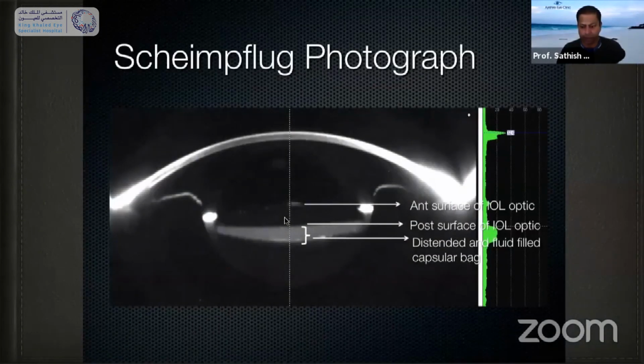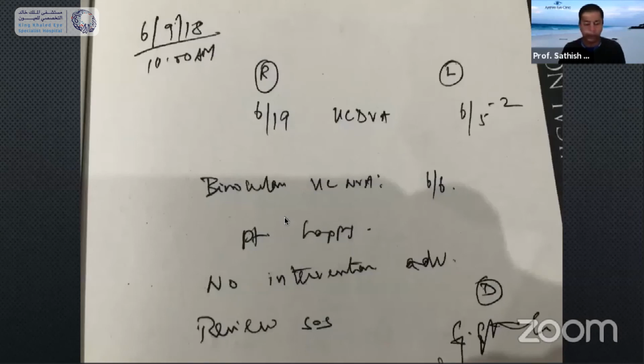That's the Scheimpflug photography showing the anterior lens surface, posterior lens surface, and the distension of the capsular bag with some fluid present behind the IOL. So she underwent a YAG posterior capsulotomy to drain some of the fluid. In spite of that, the myopic shift, which was caused by the fluid retention in the capsular bag, did not go away. That was an uncorrected distance visual acuity in the right eye of 6/19, and in the left eye 6/5. Binocular uncorrected was 6/6. The patient was happy, so at this point we decided not to do anything, and the patient was discharged.